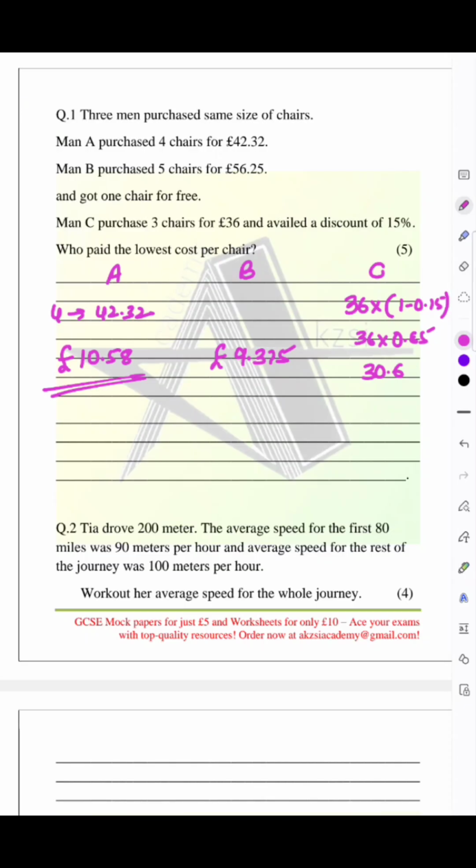And then if 3 chairs are of 30.6 pounds, then I need to divide it by 3. So I'll get 10.2 pounds. So the lowest cost per chair obviously is this one. So it was the man B who paid the lowest cost per chair.